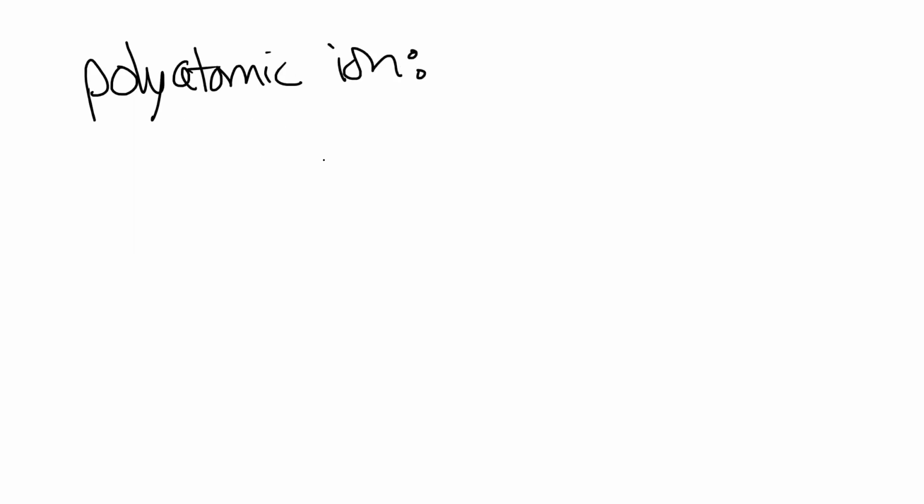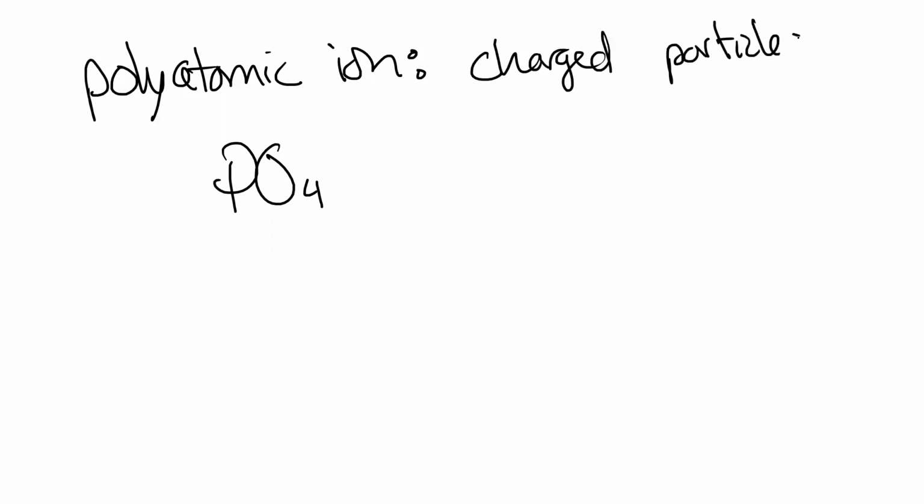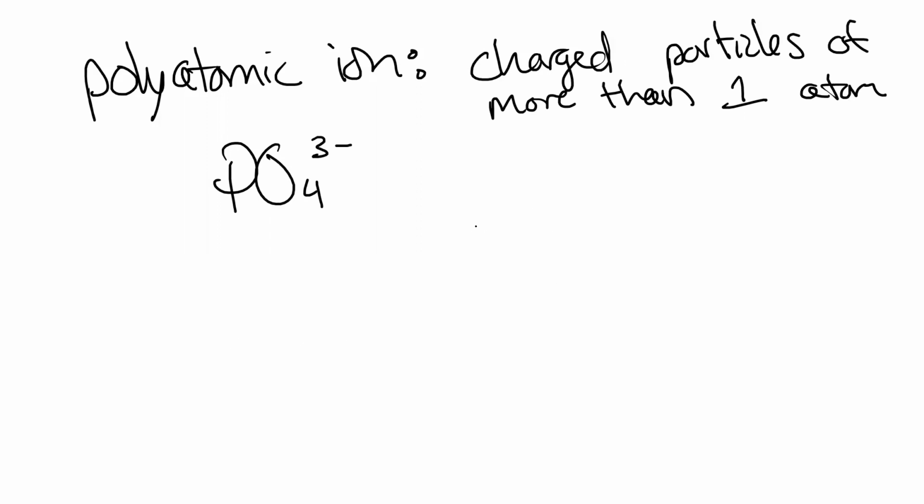And why that is so important is when you talk about a polyatomic ion, these look like, at first, like a molecule, but they are charged particles of more than one atom. Phosphate, great one. Hydronium, another one. Nitrate. There's a whole list of them that you need to know.